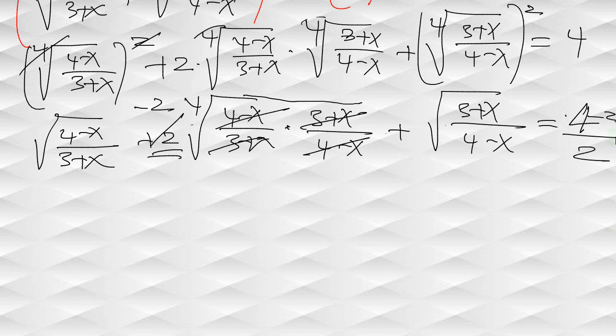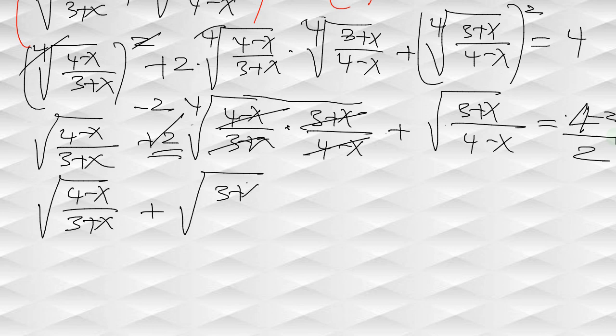we're going to have here only 2, right? So we have then the square root of (4 minus x over 3 plus x), and then plus the square root of (3 plus x over 4 minus x).